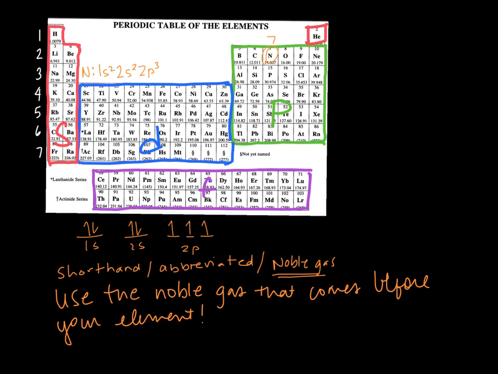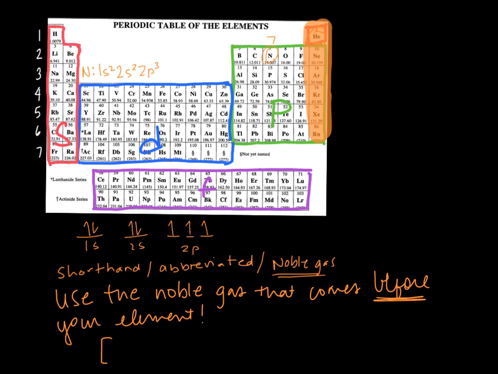And the noble gases are going to all be right here. They have to be in that column. You cannot use any element you want. You have to use the noble gases in group 8A or group 18. And so you use the noble gas that comes before your element. So if nitrogen is right here, the noble gas that comes before it is helium.